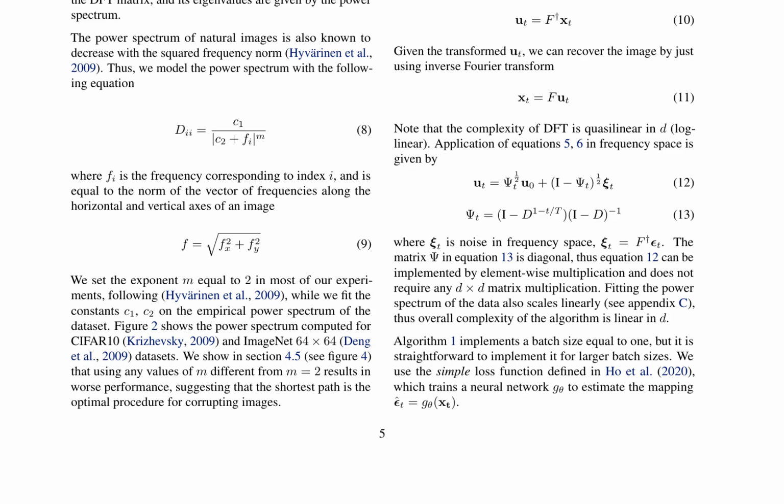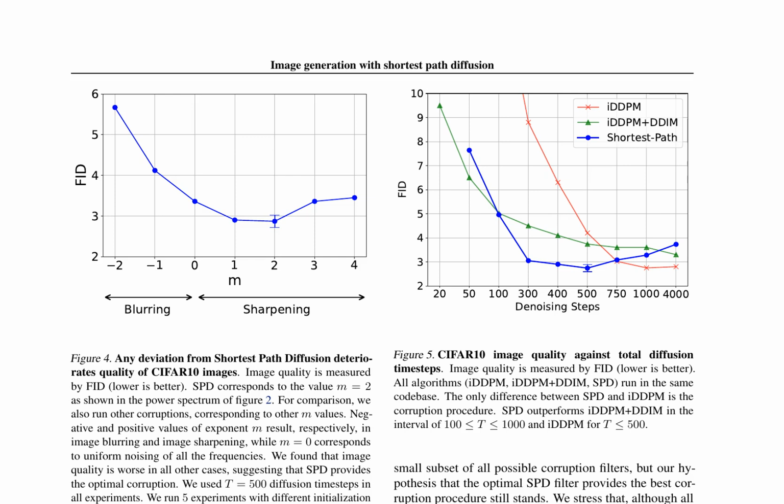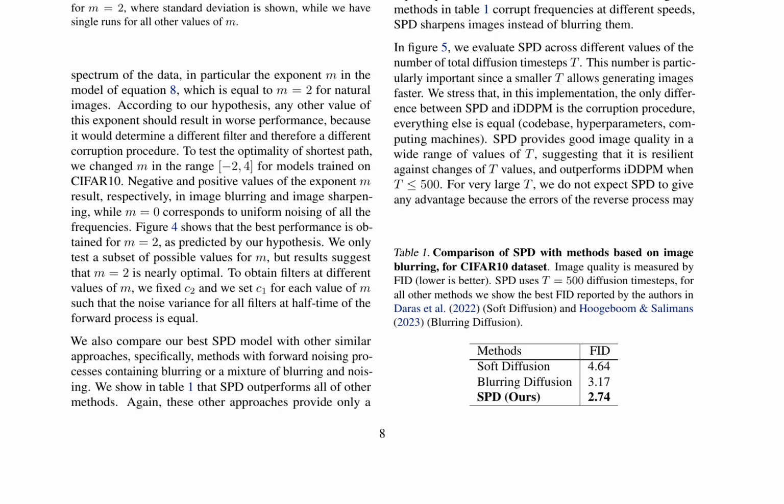They validate their method on unconditional image generation tasks using the CIFAR10 and ImageNet datasets, showing that SPD leads to the best quality of generated images compared to similar methods. The paper highlights the importance of the optimal corruption filter in achieving high-quality images and demonstrates the resilience of SPD across different diffusion timesteps. The results suggest that SPD outperforms other methods in terms of image quality, measured by FID, and is nearly optimal for the given parameters.